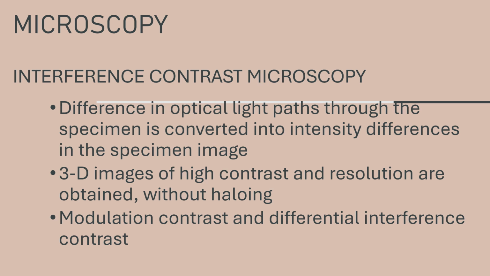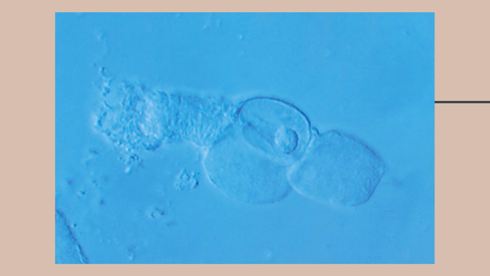Interference contrast microscopy: differences in optical light paths through the specimen are converted into intensity differences in the specimen image. It produces a three-dimensional image of high contrast and resolution without haloing. You have your two types, modulation contrast and differential interference contrast. Nomarski is the differential interference, and Hoffman is the modulation. This is an image obtained from an interference contrast microscope.